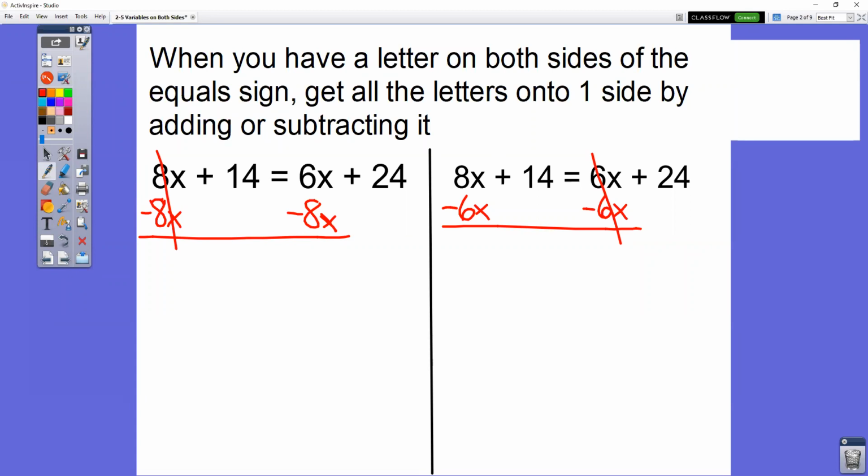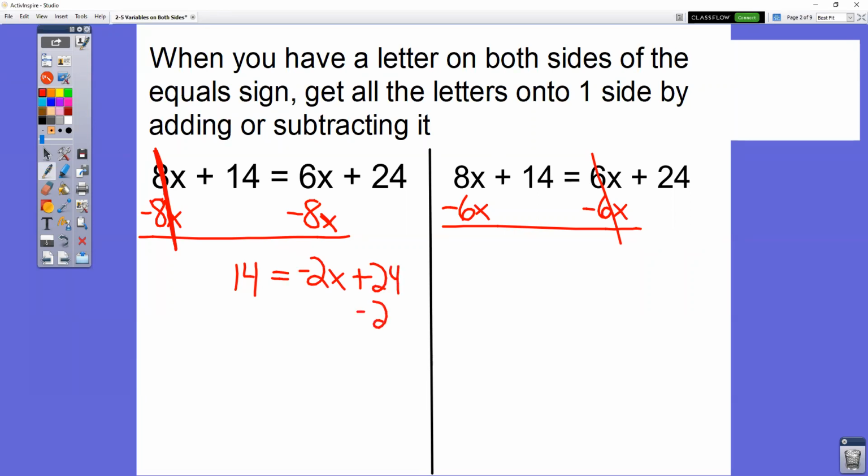So I could subtract 8x from both sides. If I do that, these 8x's cancel out. Bring down your 14, bring down your equal sign. Make sure that you're bringing things straight down. 6x minus 8x is negative 2x. Bring down your plus 24. Now you just have a two-step equation.